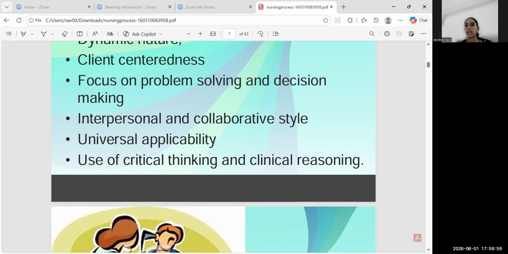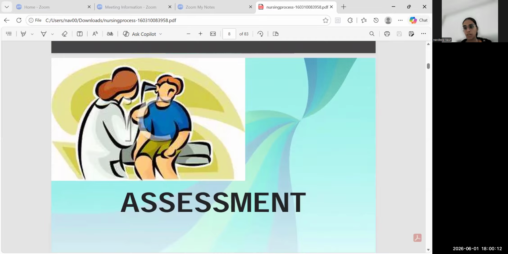Next is the use of critical thinking and clinical reasoning. While taking steps for the patient, we need to use our critical thinking so that we can improve the health condition of the patient, and we have to use the proper method for the patient's condition to get better.